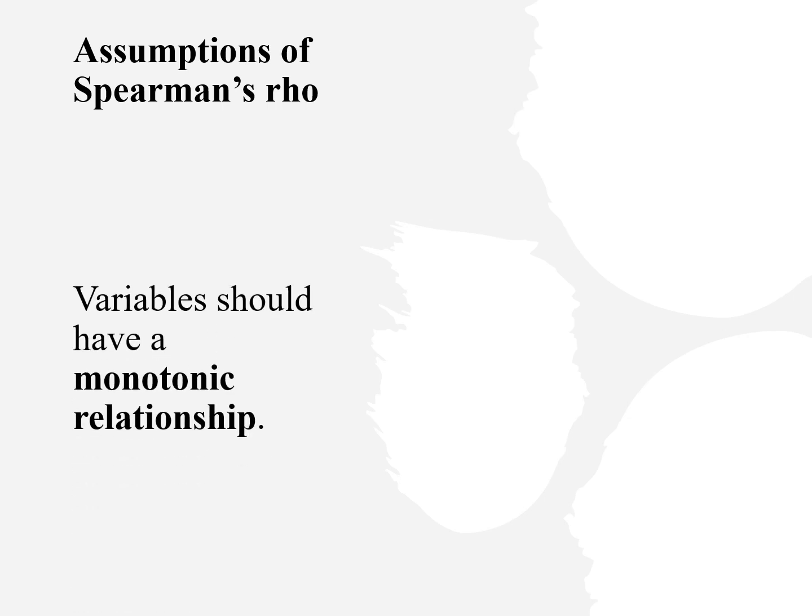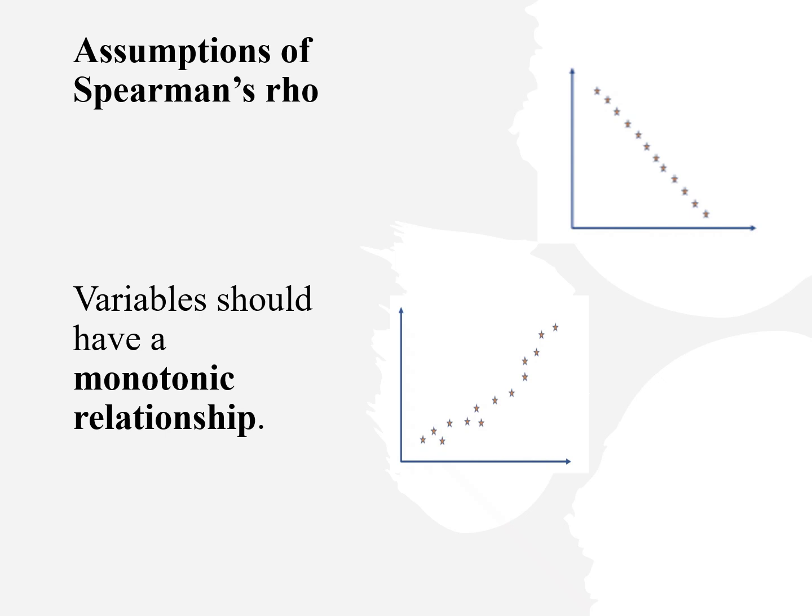Another key assumption of Spearman's rho is that the two variables should have a monotonic relationship. This means that as one variable increases, the other consistently increases or consistently decreases. The relationship does not have to be perfectly straight, but the trend must move in only one direction. For example, if study time increases, test scores may also increase. That's a positive monotonic relationship. On the other hand, as stress levels increase, productivity may decrease. That's a negative monotonic relationship. If the relationship between variables changes direction back and forth, then Spearman's rho may not be the best choice.